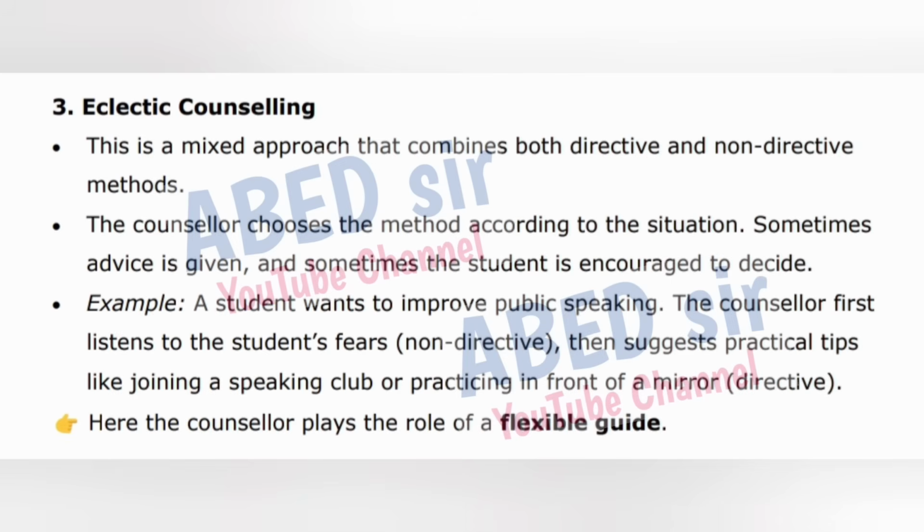3. Eclectic counseling. This is a mixed approach that combines both directive and non-directive methods. The counselor chooses the method according to the situation. Sometimes advice is given, and sometimes the student is encouraged to decide. Example, a student wants to improve public speaking. The counselor first listens to the student's fears, non-directive. Then suggests practical tips like joining a speaking club or practicing in front of a mirror, directive. Here the counselor plays the role of a flexible guide.